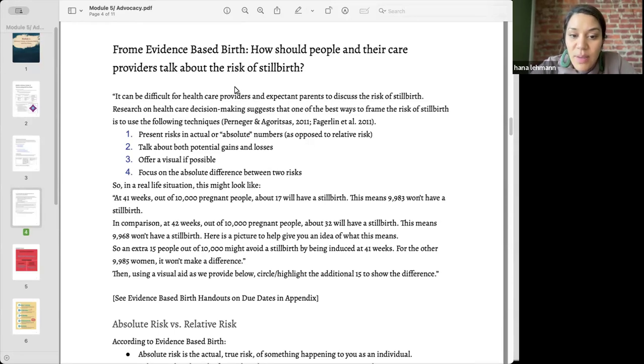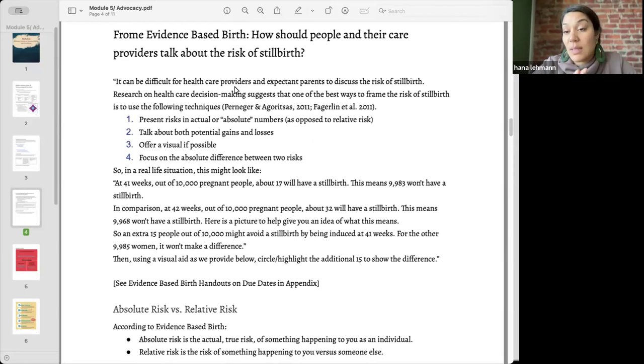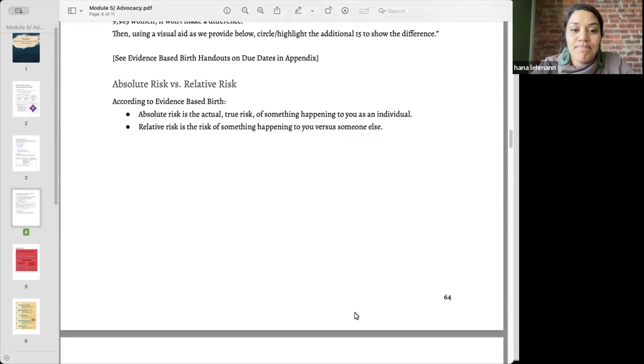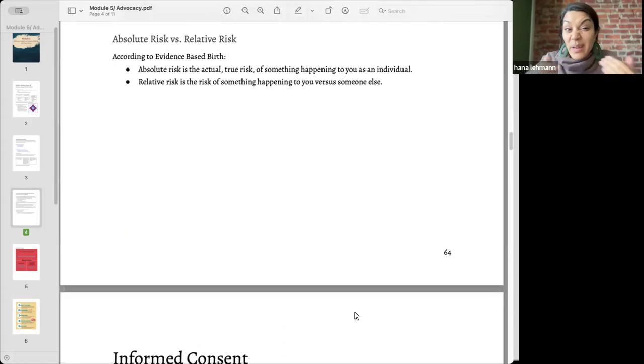So in a real life situation, this might look like that second option, right? That at 41 weeks, out of 10,000 pregnant people, about 17 will have a stillbirth, and so on. So that is an example of maybe the best way we have so far to represent that data, if you are able to do that along with some kind of visual aid, right? And some people might have questions about what is absolute risk versus relative risk if we're trying to reflect these numbers accurately and in a helpful way.